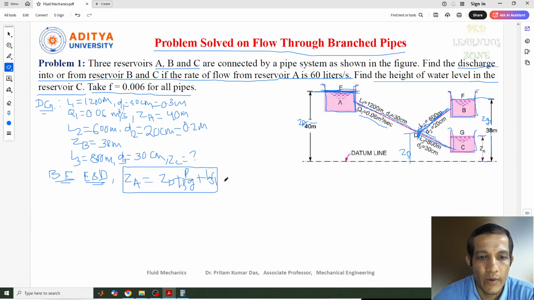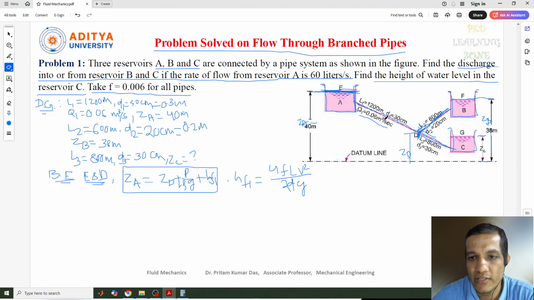So here one more thing, HF1. HF1 we know is the loss. So this is actually major loss. For this also one formula is there, 4FL V square by 2DG. Though it is applicable for the first pipe, so we can write 4F1 L1 V1 square by 2D1. So this is the value of this.